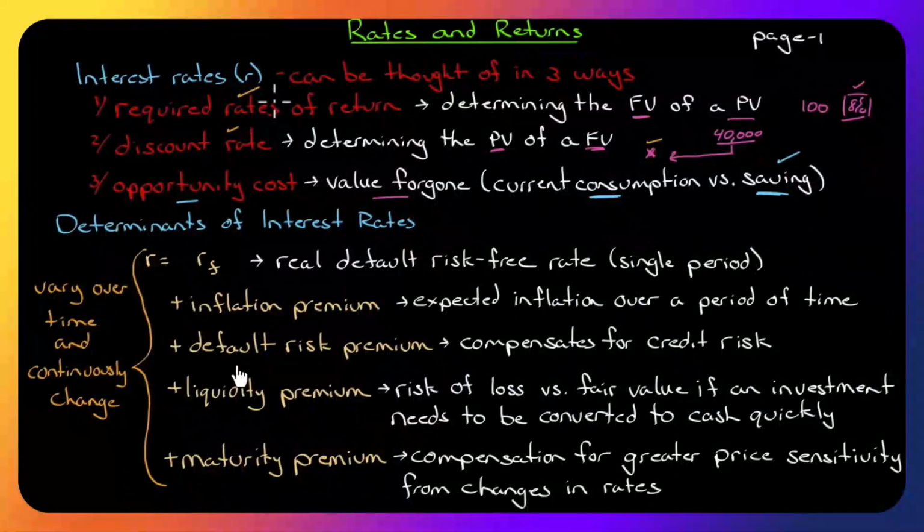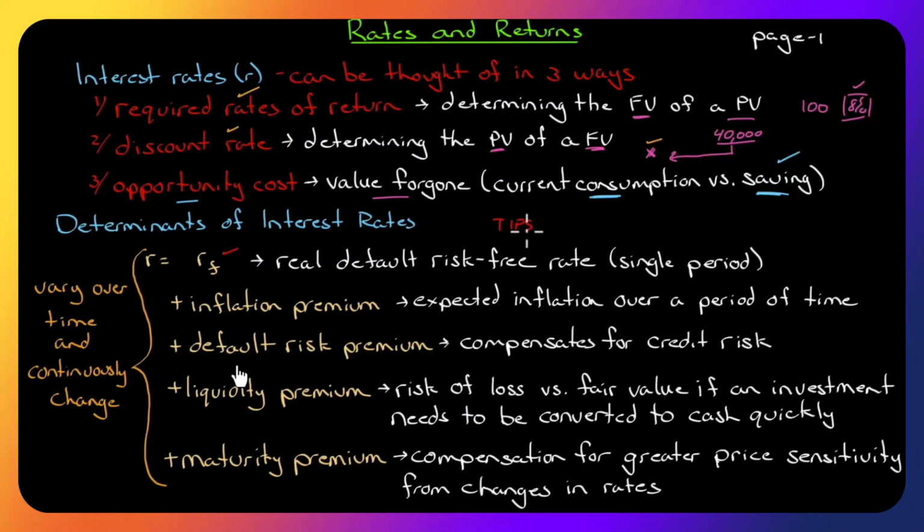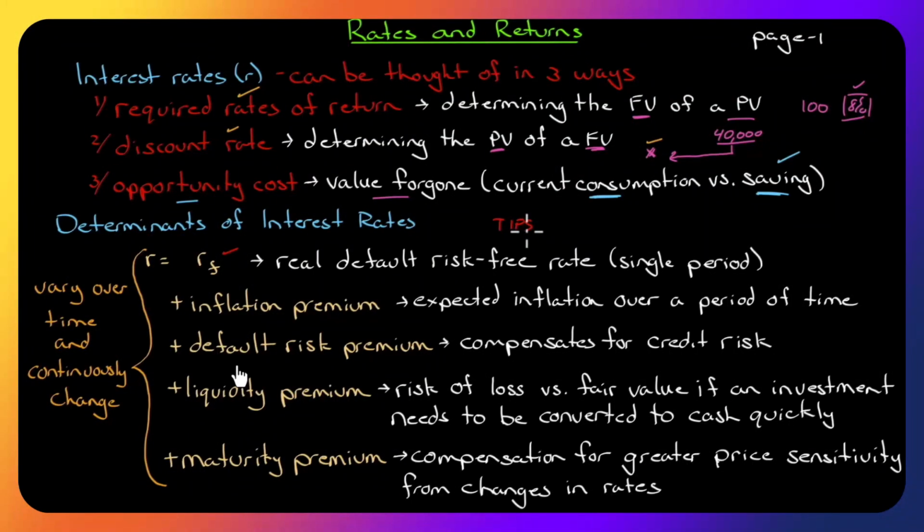Let's look at the determinants of interest rates. The first component is some real default risk-free rate. Because if we buy government securities, let's say a TIPS, a Treasury inflation-protected security, we will get a real coupon, and the principal will adjust for inflation. If we can get that, and that's default risk-free, then everything else must pay at least more than that, because in the absence of anything else, we can get that. So the real default risk-free rate.